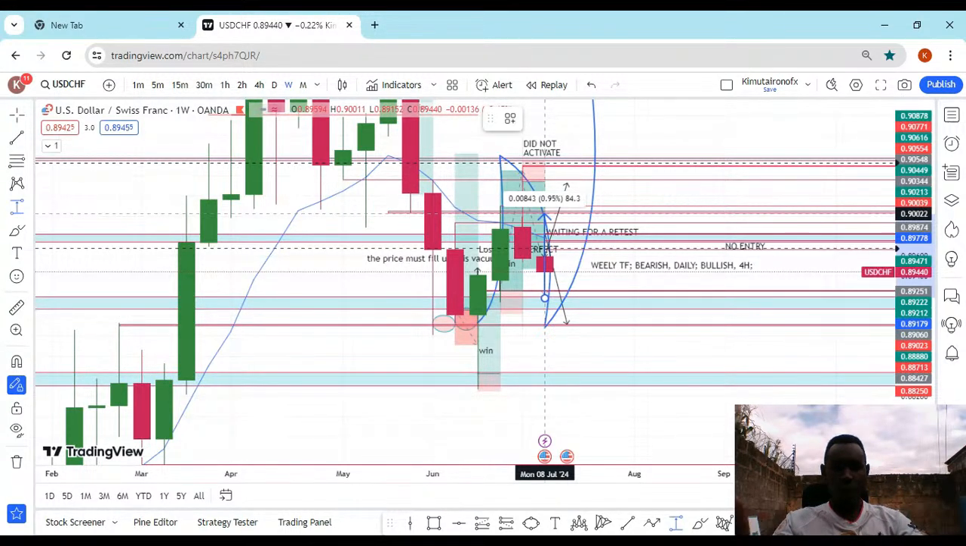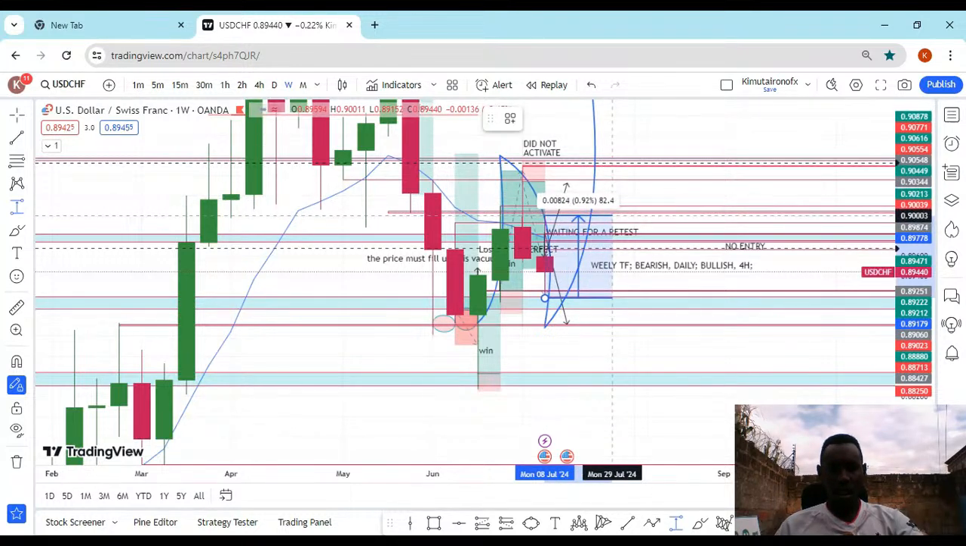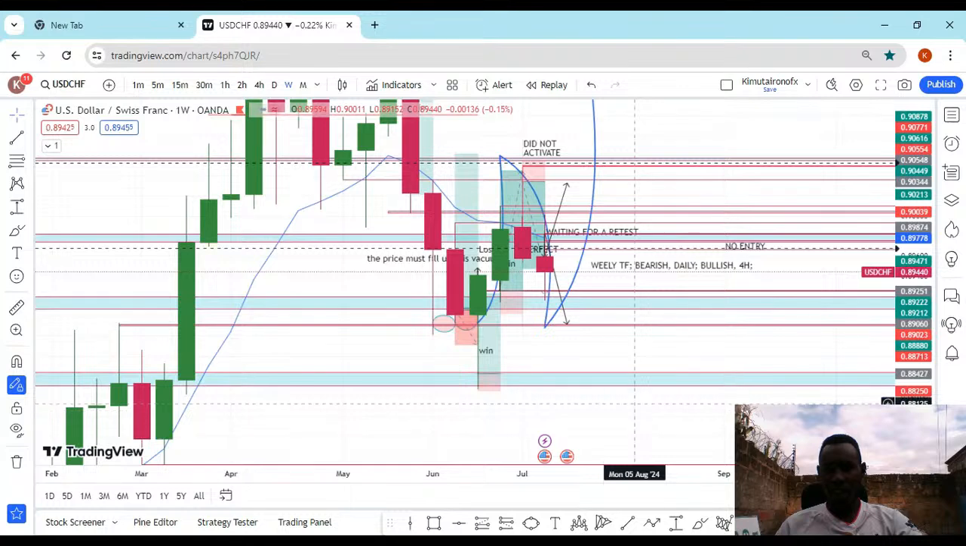You'll find that one pip in a USDCHF will give you almost double the amount one pip of a GJ will give you. So still, that's also a factor. Now, that is 83 pips this week, so not badly off.